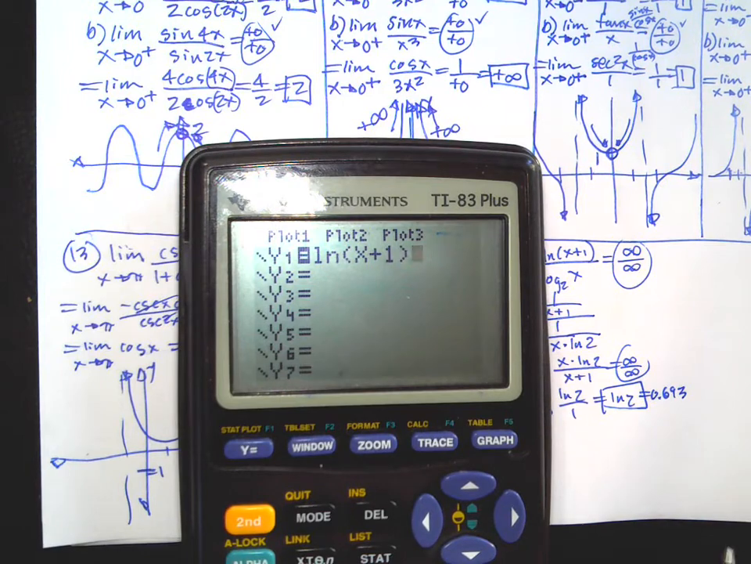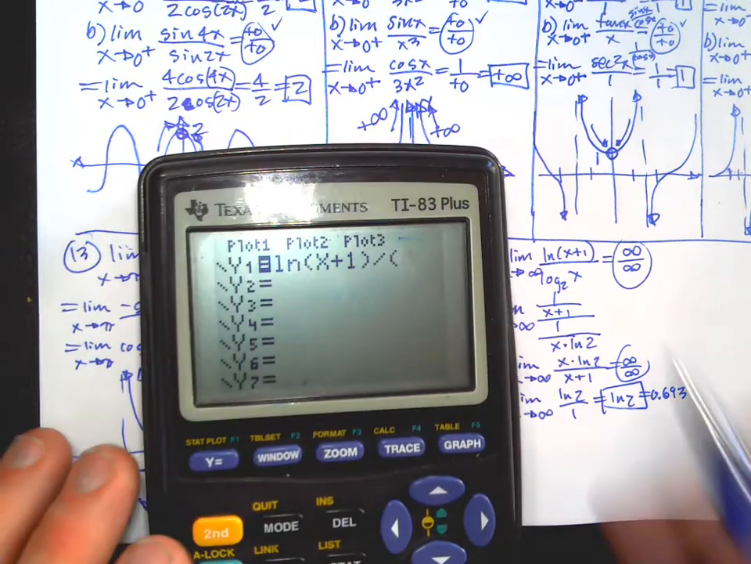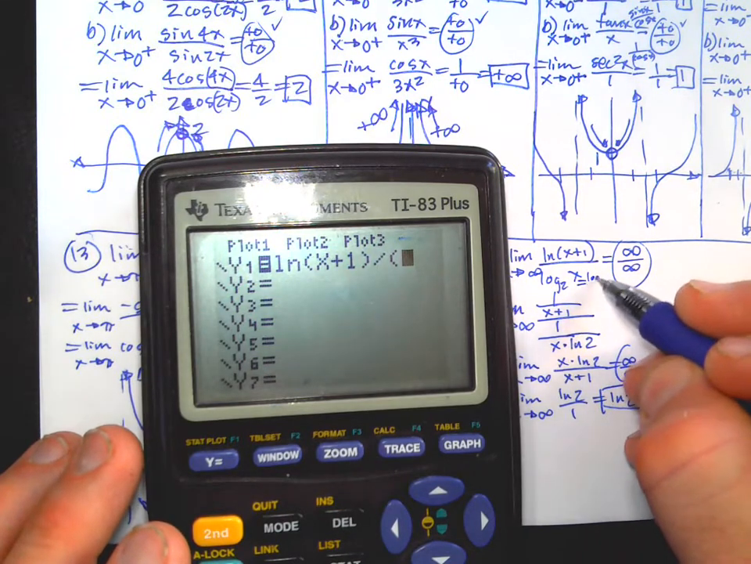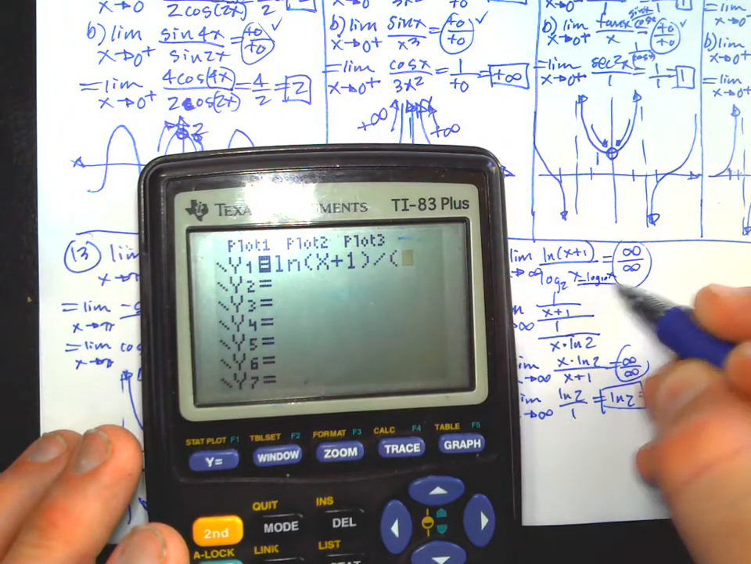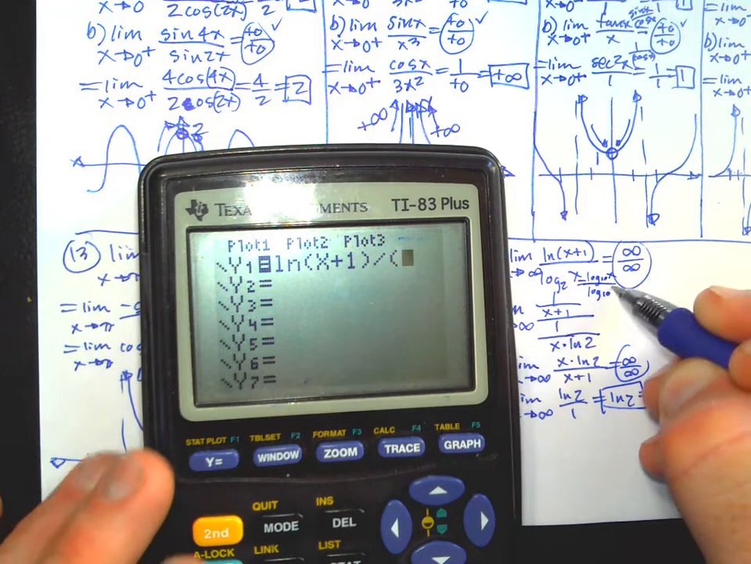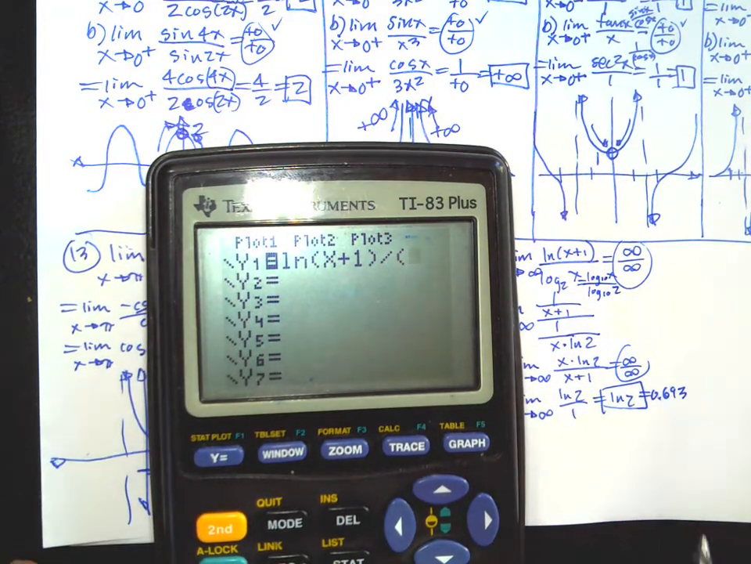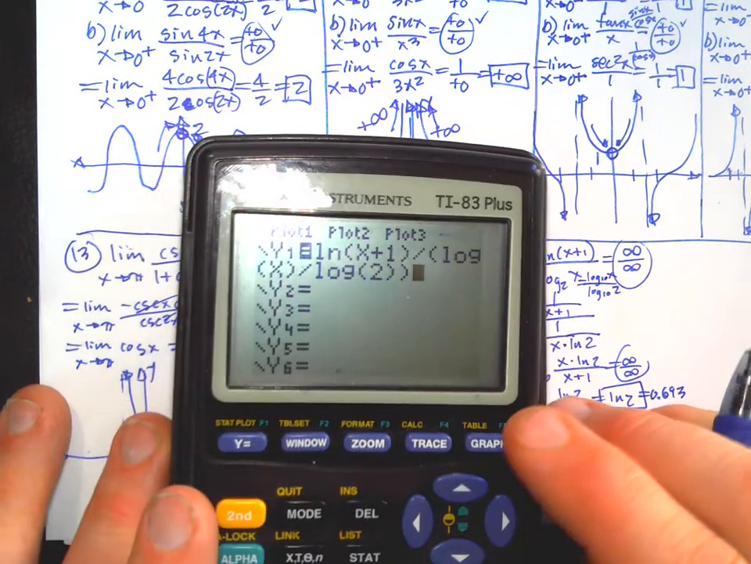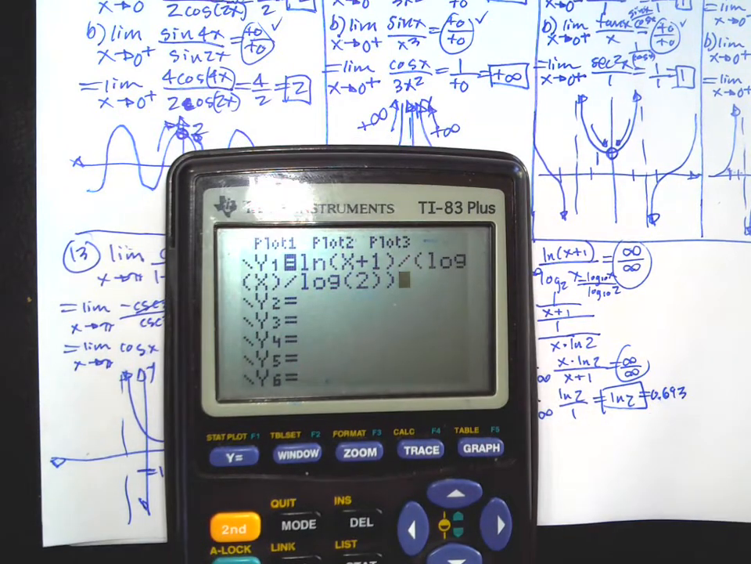Now divided by, now logs with other bases, we could use the change of base formula to change the log base 10 of x over log base 10 of the previous. So that would be log of x closed divided by log of 2 closed. So that should give us the same thing as log base 2 of x.